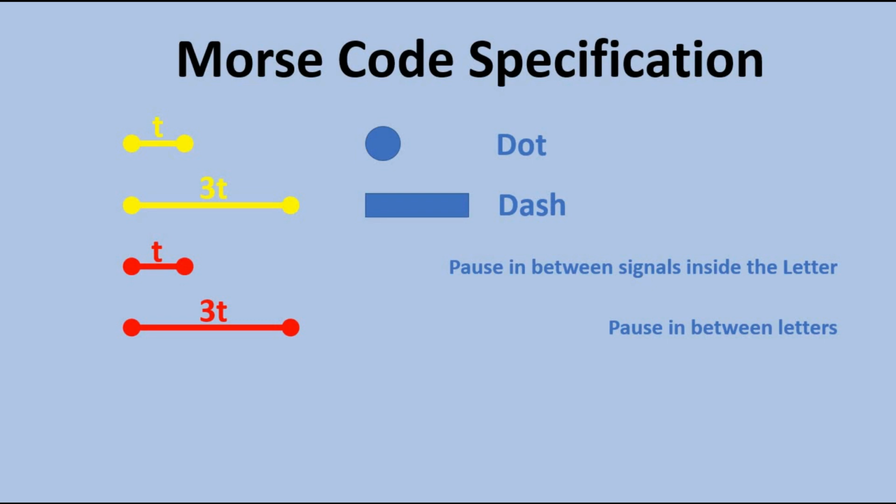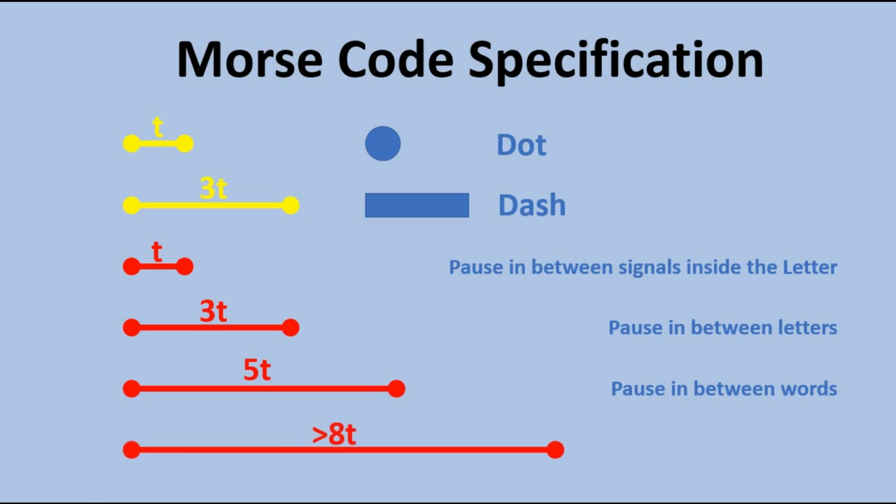If that pause is 5 units, that means that we transmitted the last character of the word and next incoming signal will be the first signal of the first character in the next word in sequence. I think in some standards this should be actually 7 units, but I will stick to the smaller value. If the pause is greater than 8 units, that indicates that the transmission has ended.